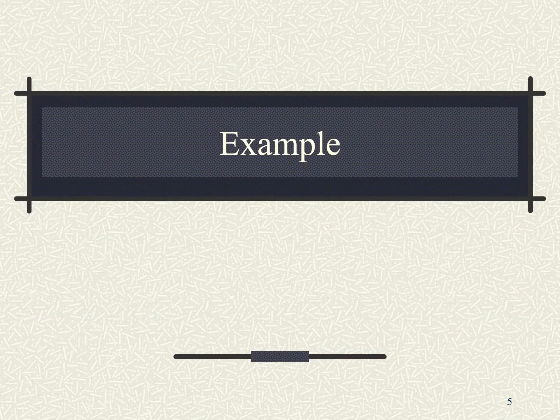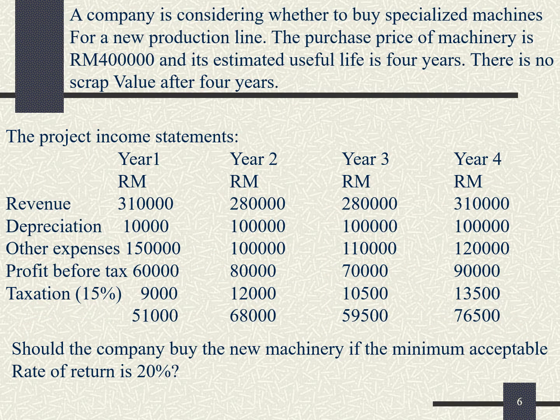Okay, we give an example. A company is considering whether to buy a special machine for the production line. Purchase price of 400,000 RM. Estimated useful life 4 years, and there's no scrap value after 4 years. So after 4 years it becomes 0. Okay, so kita tengok year 1. Dia ada revenue 310,000, 10,000, and other expenses 150,000.